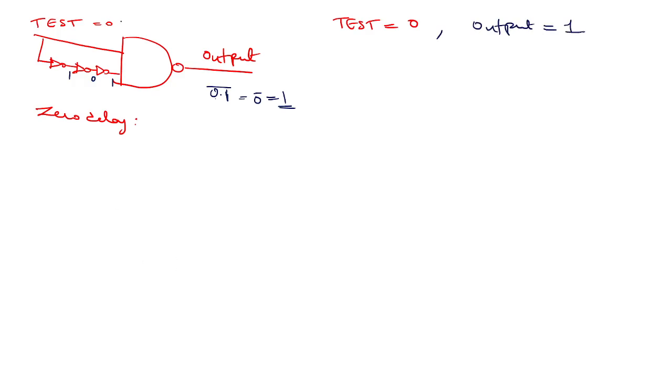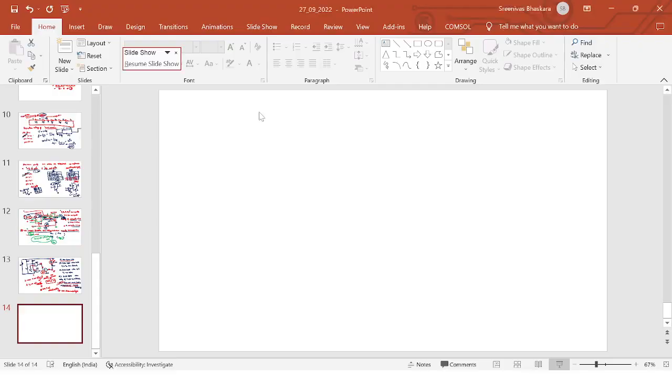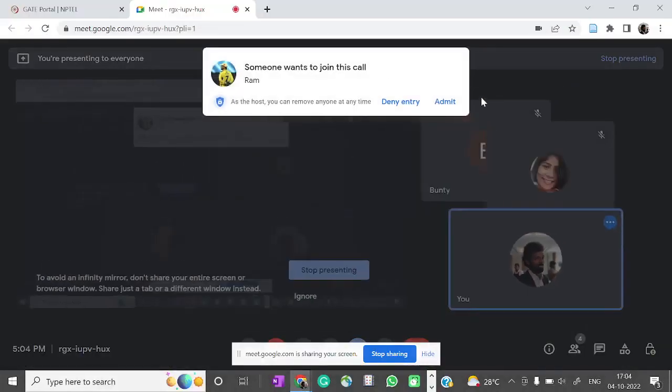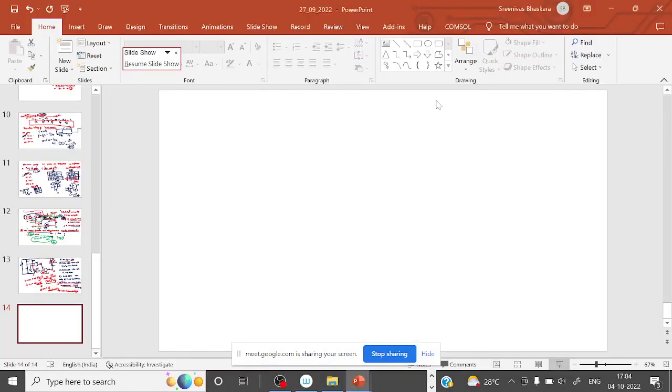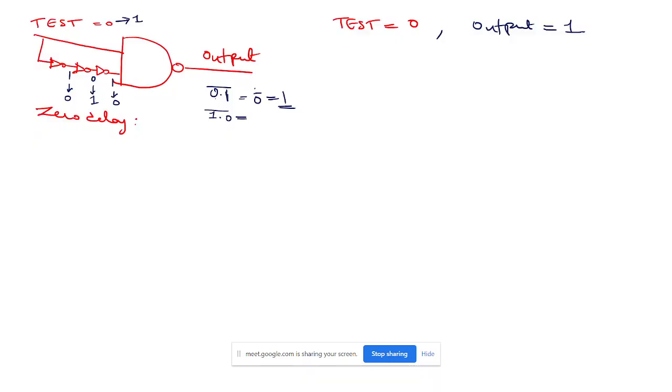And ideally, if I change this to 1, if there is no delay across these gates, this will become 0, this will become 1, this will become 0. And of course, here 1 dot 0 whole complement, that is 0 complement. Again, that is going to be 1. This is the theoretical or ideal. Right. So, Bunty, you are clear about this, right?